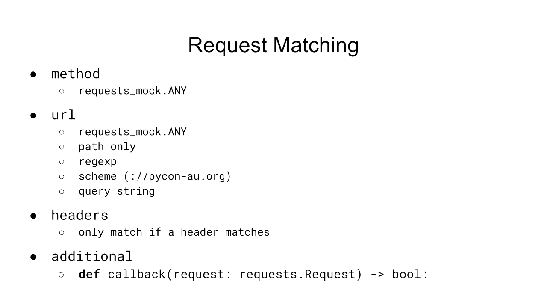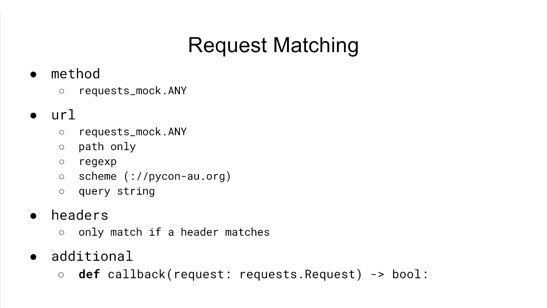Regarding how you match those requests, once the request has been made and which response to return, there's a whole bunch of things. Method is fairly obvious, and URL. I said there's an any sentinel there, so match any method. But you can do regex-based matching, scheme and query string, only return if this element is in a query string. Headers.